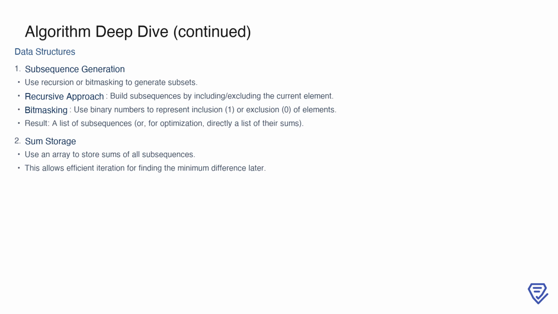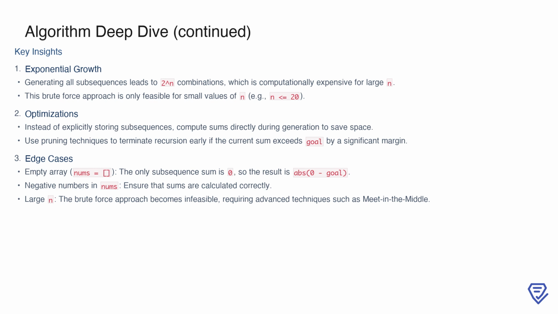Instead of explicitly storing these subsequences, we can optimize by directly calculating and storing their sums during the generation process. These sums can be stored in an array, which enables efficient traversal when we later search for the sum that minimizes the absolute difference with the goal. This setup ensures that we're focusing on the sums of subsequences rather than the subsequences themselves, which can save both time and memory. It's important to recognize some key insights about this brute force approach.